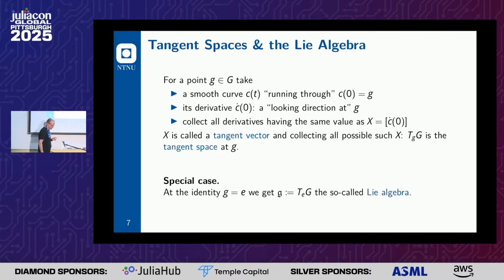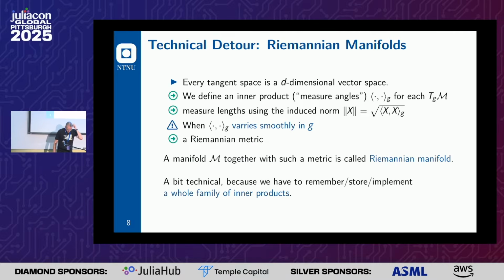In every tangent space. Okay, so much for that. Small detour. To get a Riemannian manifold, we need an inner product on each of these tangent spaces that smoothly varies in G. But then we have maybe the small disadvantage of the one additional thing to have in mind. You have a whole family of inner products on each of the tangent spaces.